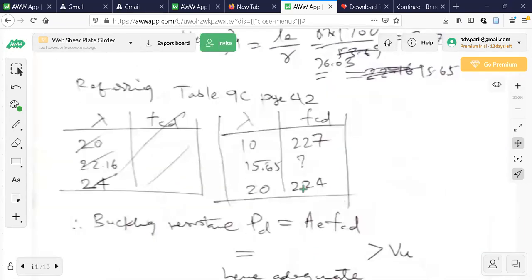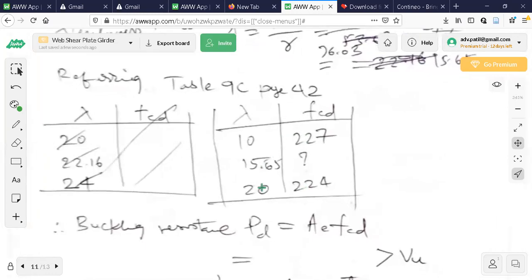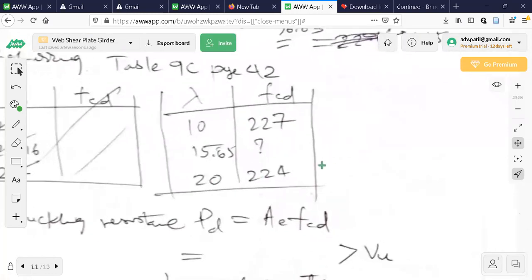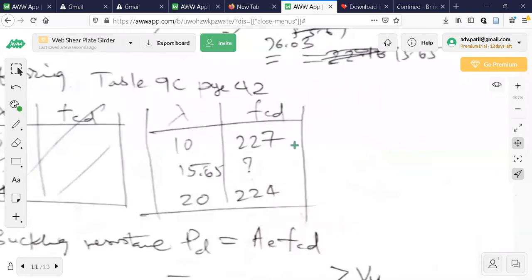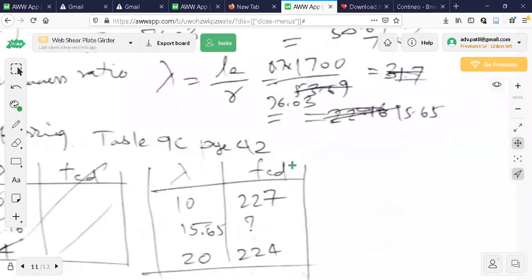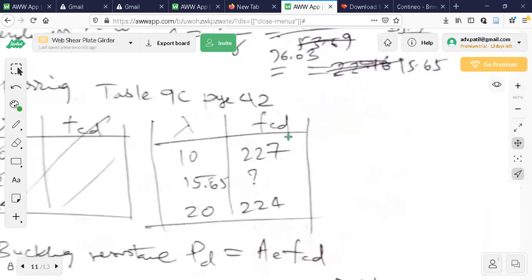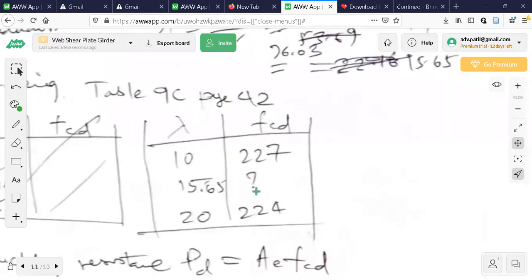Now I'll go to Table 9C on page 42 of IS 800. Here, corresponding to lambda 10 and 20, values are there, but the fcd value for 15.65 is not there. From fcd only I will be able to find out the load carrying capacity of this plus shaped column. It means I have to interpolate it. For 10 it is 227, for 20 it is 224. For 15.65 it is in between these two numbers. So I think you can do it now.